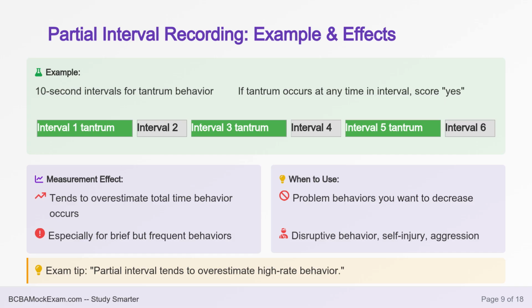Over time, this tends to overestimate the total amount of time the behavior occurs, especially when it's brief but frequent. That's why partial interval is commonly used for problem behaviors we want to decrease, like disruptive behavior, self-injury, or aggression, because it's sensitive to whether the behavior is happening at all. A classic exam tip you can memorize is, partial interval tends to overestimate high-rate behavior.